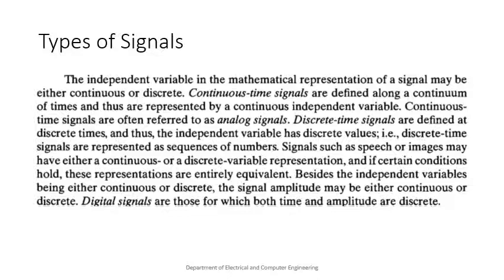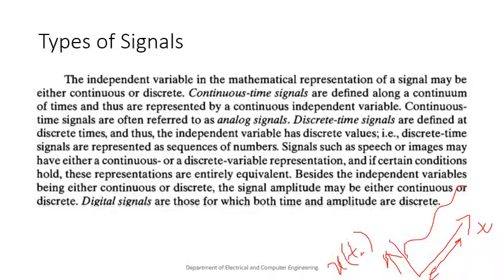When we talk about a continuous signal, the independent variable is continuous. For example, x of t, so this t is continuous. So this is a signal, and this axis is continuous. We have continuous values of t, and we have continuous amplitude. Both the x-axis and the y-axis are continuous. Clear?